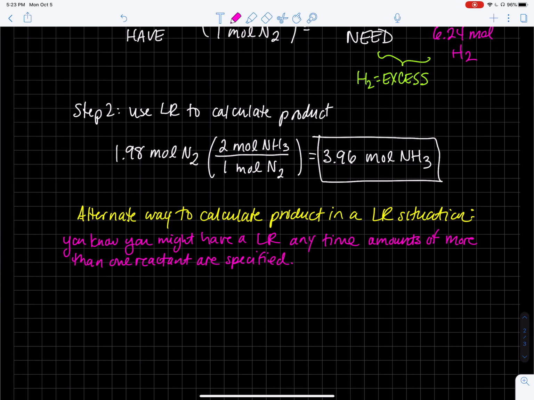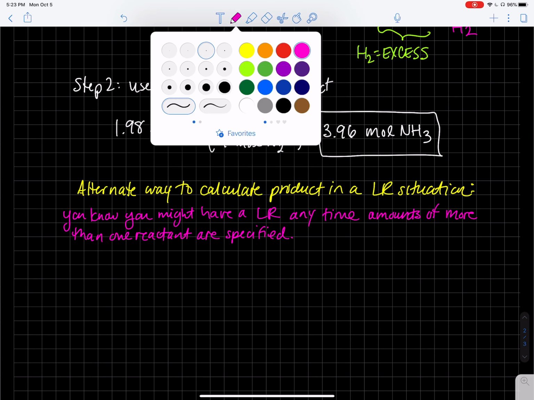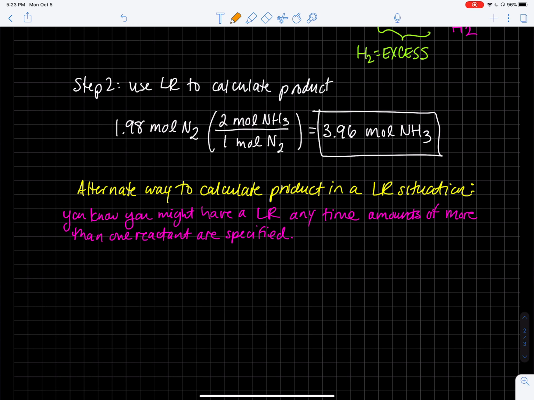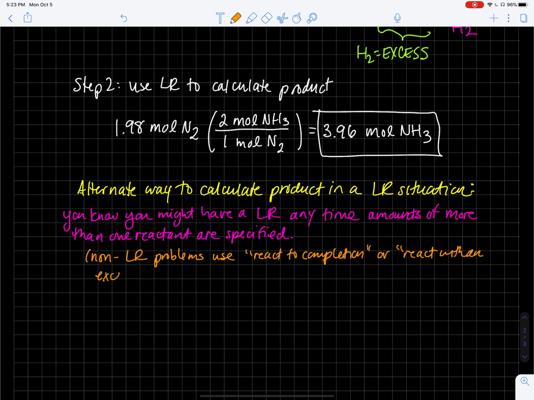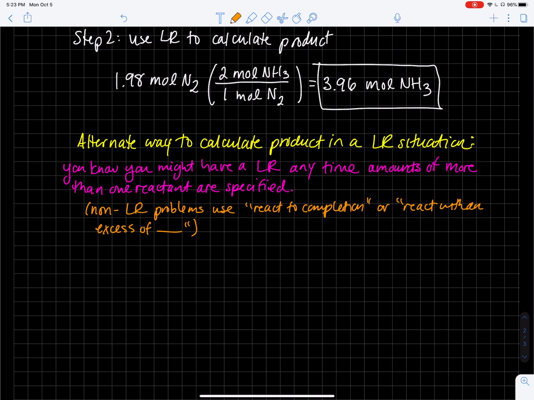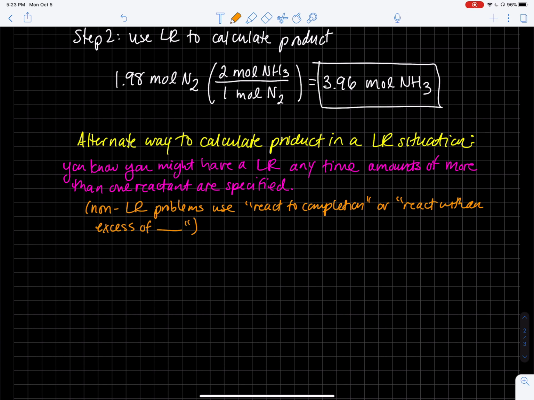And this is different from previous non-limiting reagent problems. Non-limiting reagent situations use things like "react to completion" or "react with an excess of whatever the other reactant is." A couple of you asked me about that on the last quiz because I was being careful to make sure you didn't have a limiting reagent. Okay, so anyway, back to this.